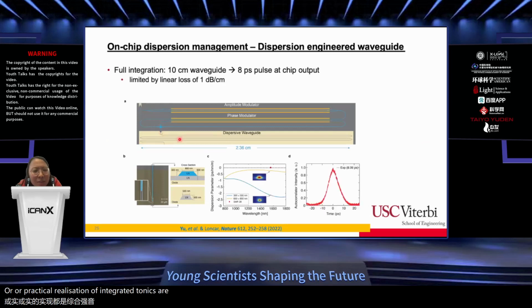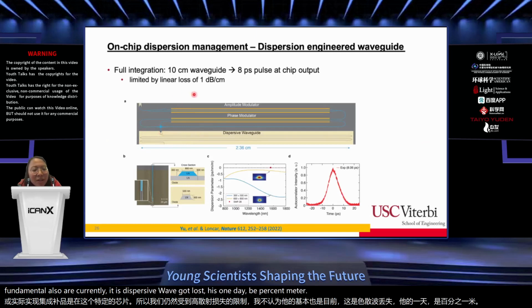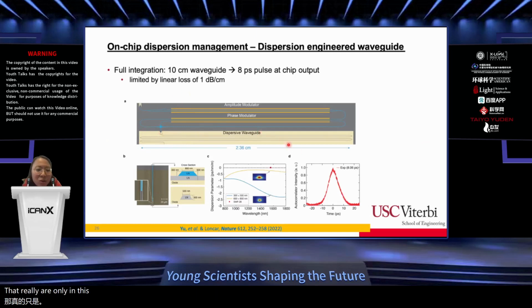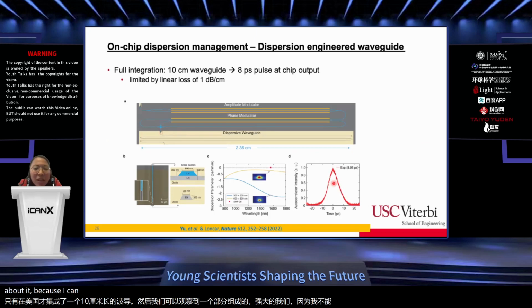In this particular chip, we are still limited by high scattering loss, which I don't think is fundamental. Currently the dispersive waveguide loss is 1 dB per centimeter. That only lets us reasonably integrate a 10-centimeter-long waveguide, and then we can observe a partially compressed pulse of about 8 picoseconds at the chip output.